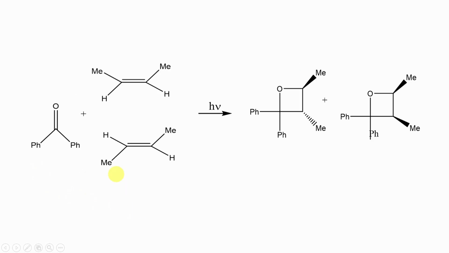The Paterno-Buchi reaction is not stereospecific because the time lag before the final spin inversion is more than enough for rotation to occur about the single bond. That means bond rotation is faster than spin inversion. For example, cis and trans 2-butene give the same mixture of cis and trans oxetane with benzophenone.